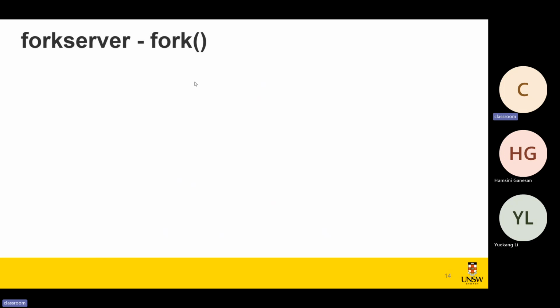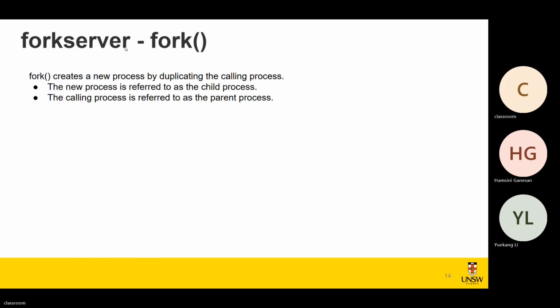So now let's have a look at how fork server works. You can see that the name has two terms. One is fork, the other one is server, right? Fork is actually a system call in Linux, and it is one of the most basic system calls. It is used for creating new processes. The way it works is like this. It creates a new process by duplicating the current process.